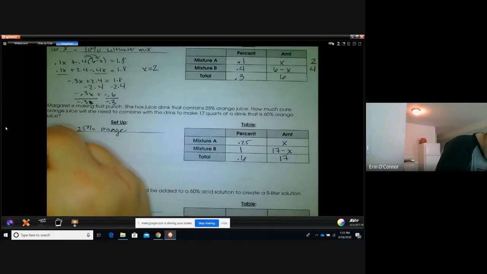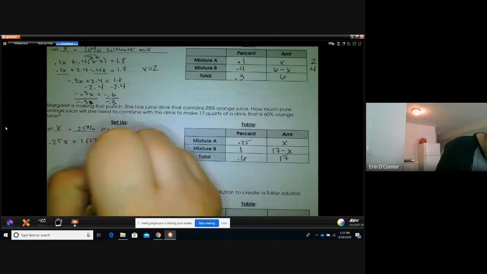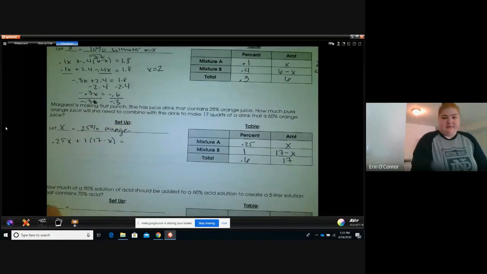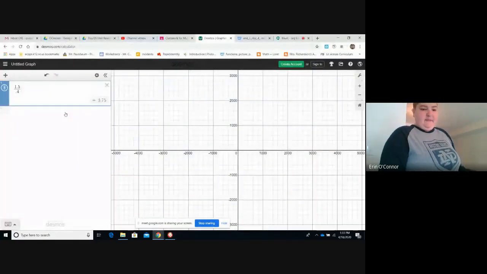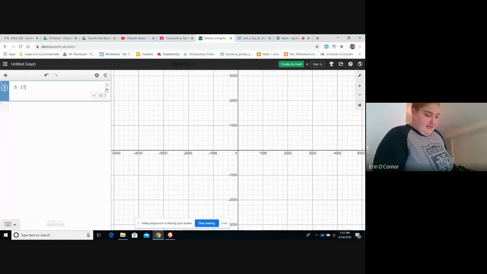We're going to do 0.25X plus 1 times 17 minus X equals 0.6 times 17. I'm not sure what that is off the top of my head. So let's put it in. 0.6 times 17. I get 10.2.